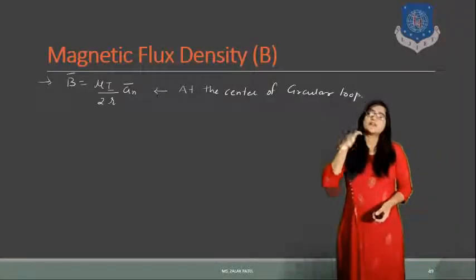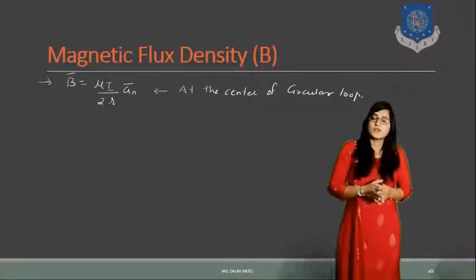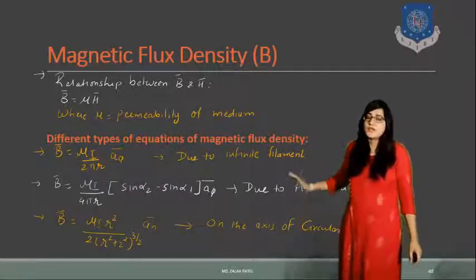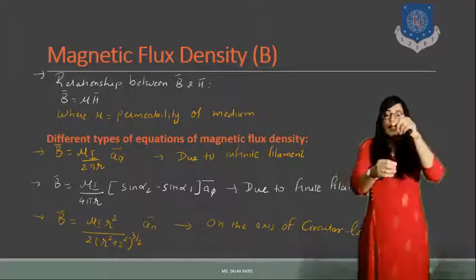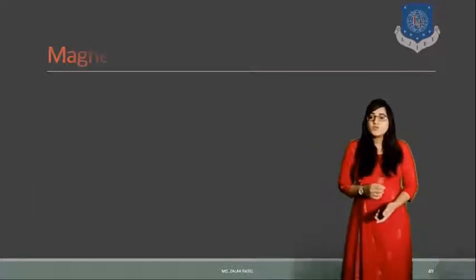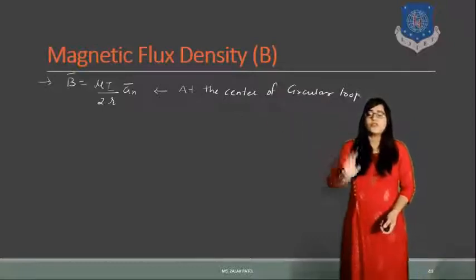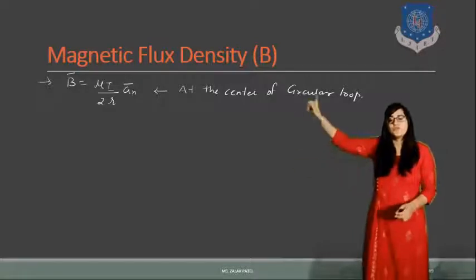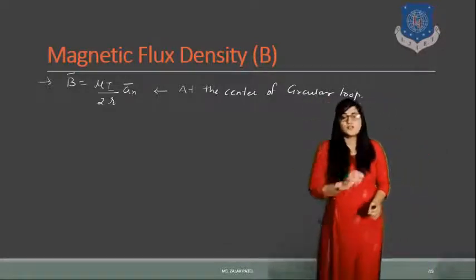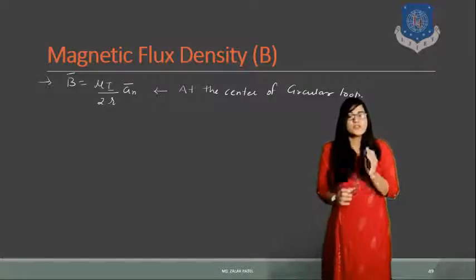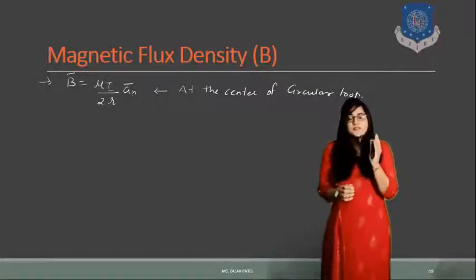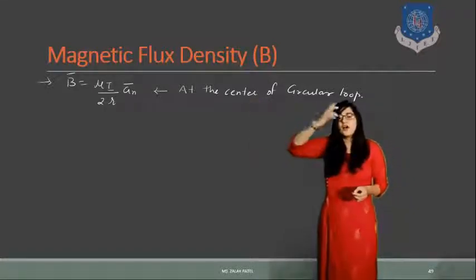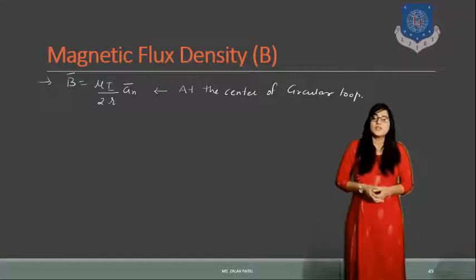Similarly, at the center of the circular loop: if in the previous equation you put Z equal to 0, it becomes the equation at the center. So at Z equal to 0, the equation is mu I upon 2R A N bar. You can check that equation by putting Z equal to 0. Obviously you get this equation at the center of the circular loop, because the center is the origin, where the Z coordinate is 0, and in fact x and y are also 0. So we get B bar equal to mu I upon 2R A N bar.